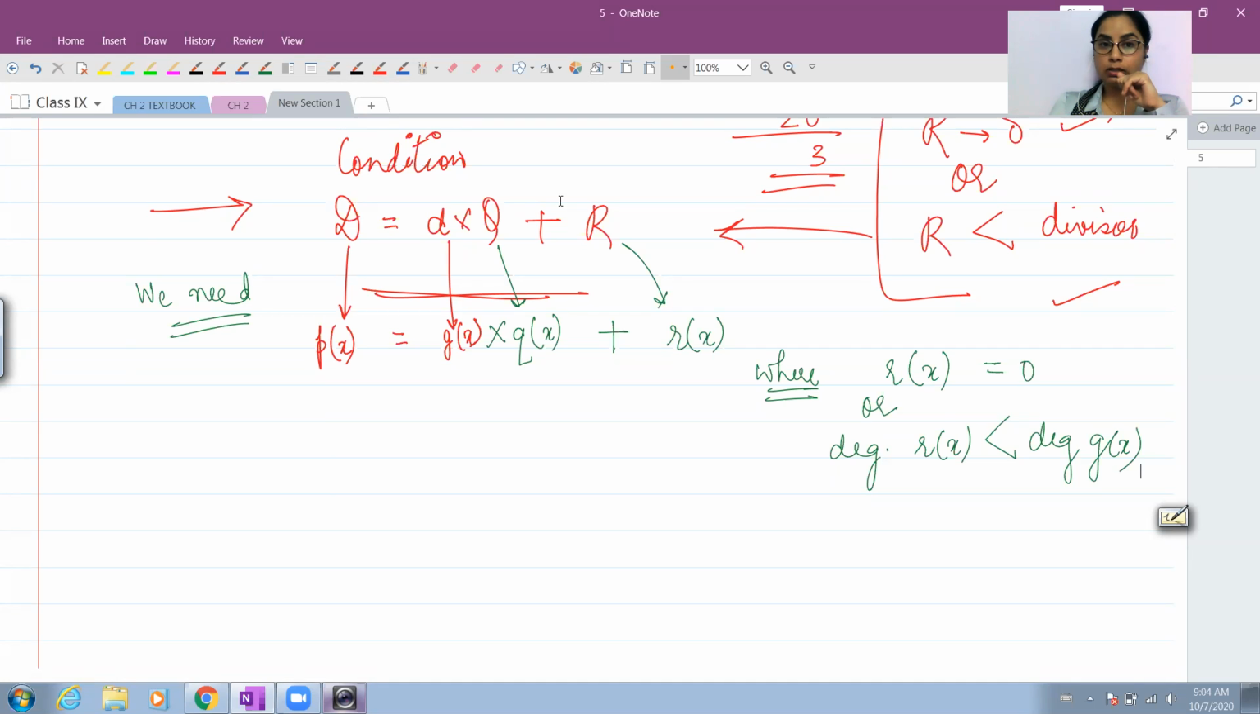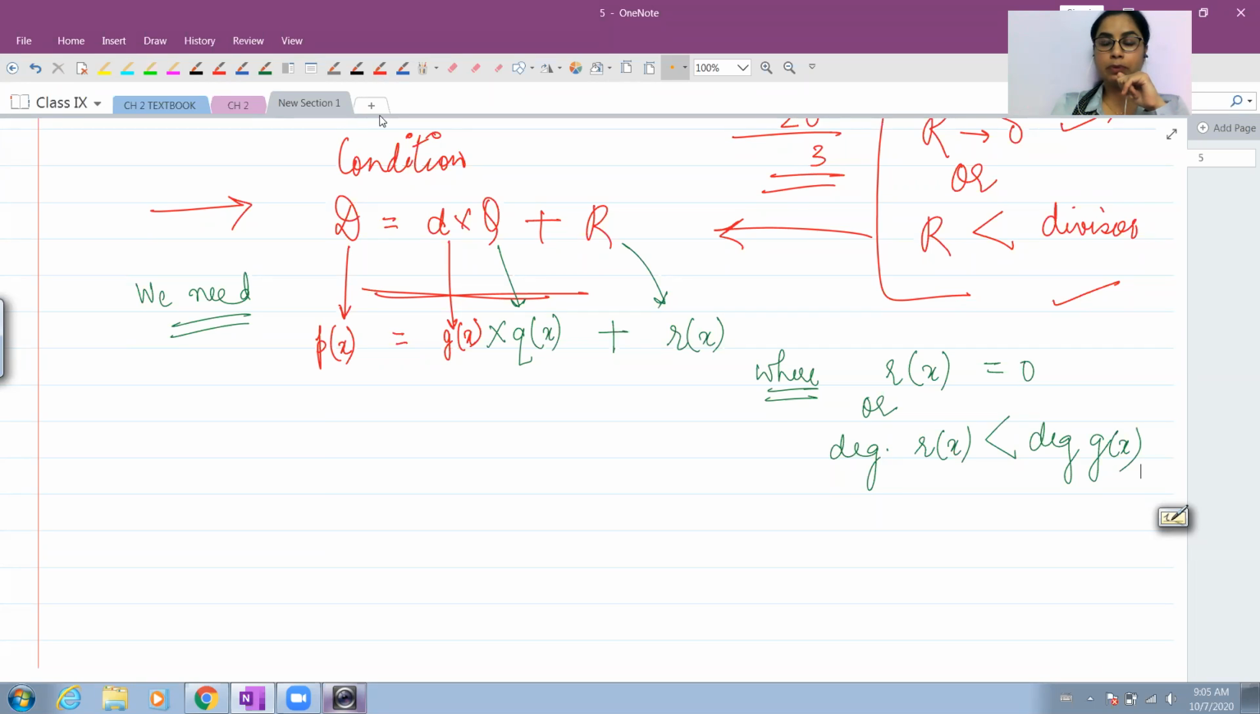Anyone who does not know what these capital D, small d, capital Q and capital R mean, please let me know. अगर किसी को नहीं याद. और जब हम पॉलिनोमियल्स के साथ काम करेंगे, हम कैपिटल D, स्मॉल d, कैपिटल Q, कैपिटल R नहीं लिखेंगे, हम पॉलिनोमियल्स के नाम लिखेंगे. And the usual representation, I'm not saying this is fixed, this is the usual representation कि हम अपने डिविडेंड को px लिखते हैं, डिवाइजर को gx लिखते हैं, कोशेंट के लिए qx और रिमाइंडर के लिए rx यूज करना है.